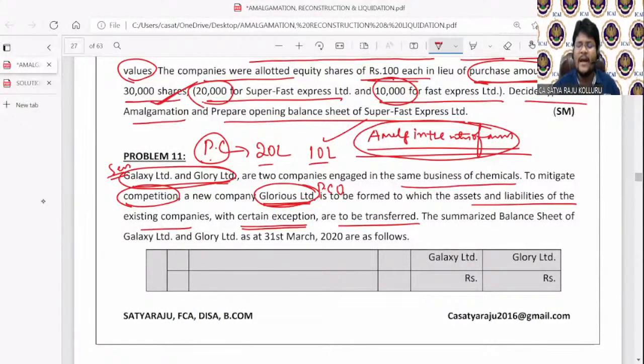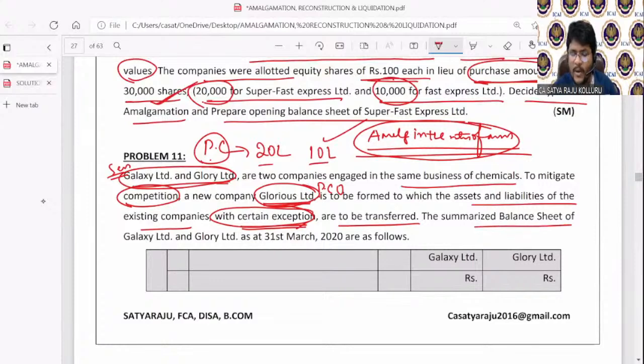That means the assets and liabilities of Galaxy and Glory Limited are transferred to Glorious Limited with a certain exception. We don't know what that exception is, but he will reveal it below. But by seeing this sentence, we can easily find that the amalgamation is an amalgamation in the nature of purchase. Why? Because of the certain exception with which they are transferred. If at all any exceptions are there, it is amalgamation in the nature of purchase; he is giving the hint that the amalgamation is in the nature of purchase.